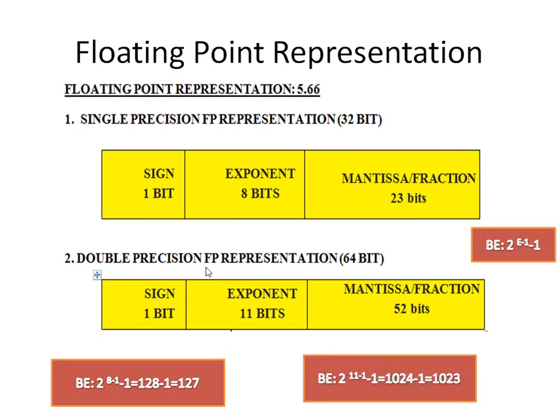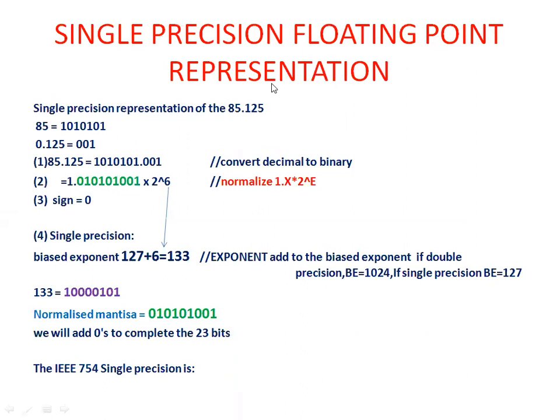Likewise, for the double precision floating point, the exponent has 11 bits. Therefore, 2 power 11 minus 1, minus 1, is nothing but 2 power 10 minus 1. So 2 power 10 is 1024, minus 1 is 1023. So the biased exponent value of the double precision floating point is 1023. While talking about the scale factor for the single precision floating point representation, the range is from minus 128 to plus 127. So minus 128 is the largest negative number, and plus 127 is the largest positive number here.